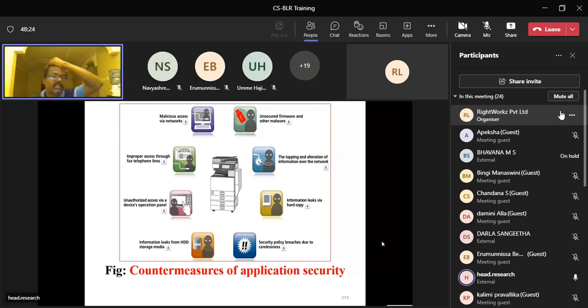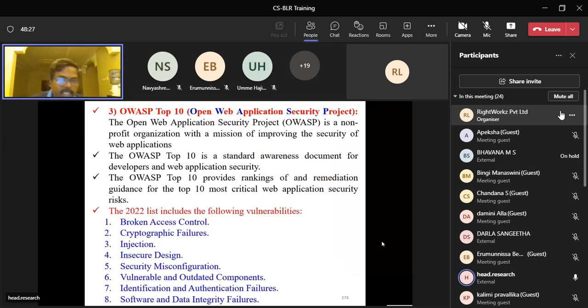Then the third one, if you see, Open Web Application Security Project. It is a non-profit organization with a mission of improving the security of web applications. Okay. So why do we use OWASP? You can call it OWASP Top 10. Open Web Application Security Project. Yeah, to improve the security of web applications, we are using it.